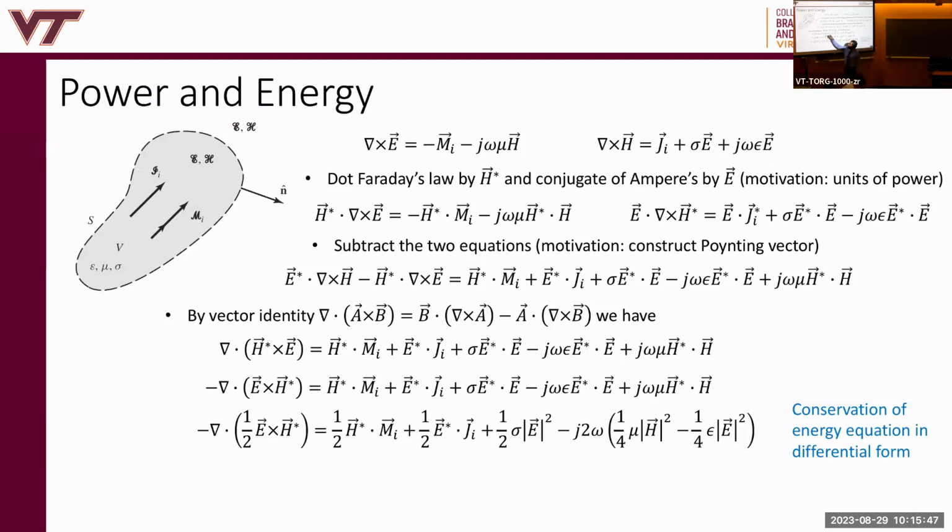We have a volume V bounded by a surface S. The material parameters are epsilon, mu, sigma inside. There's a normal vector n hat. There's E and H outside and an E and H inside. We have Ji and Mi. The subscript i stands for impressed.